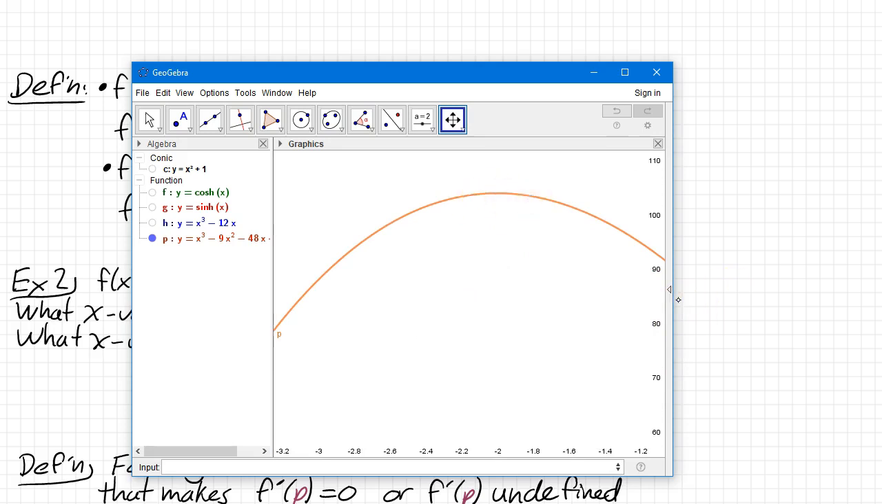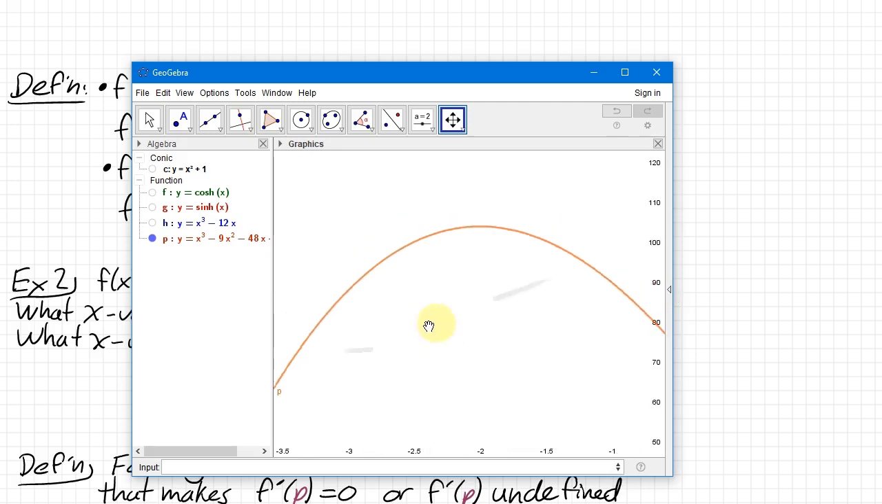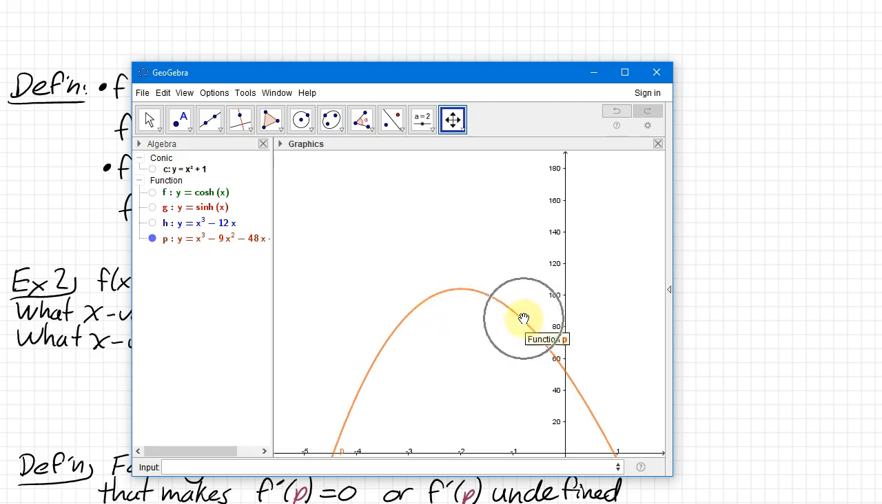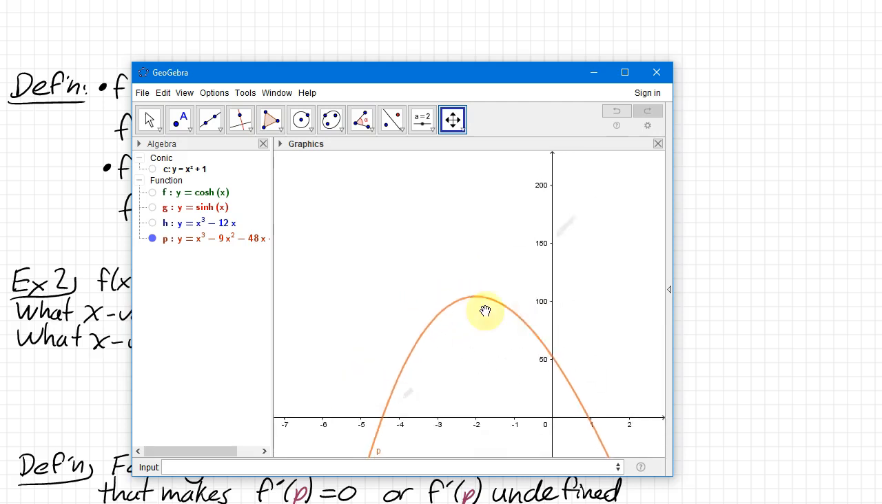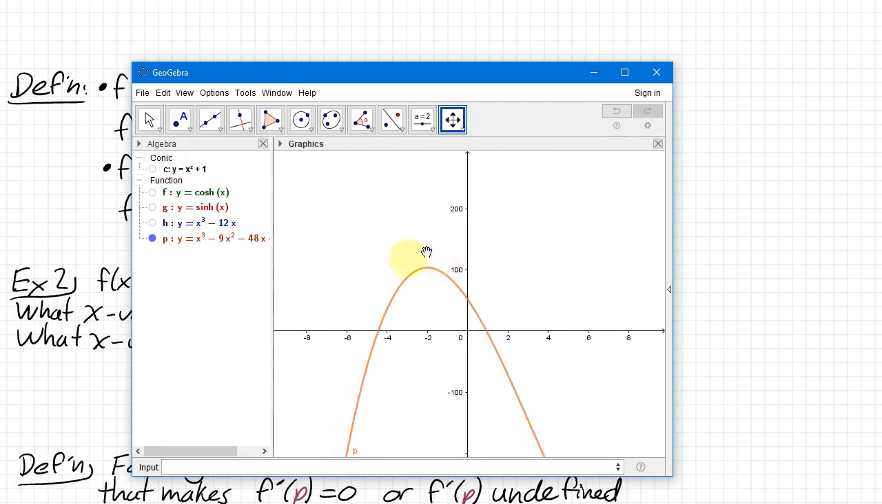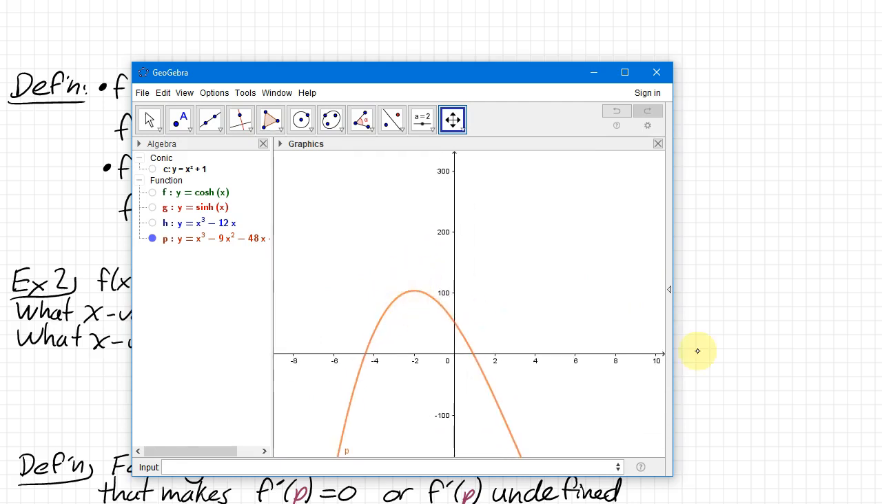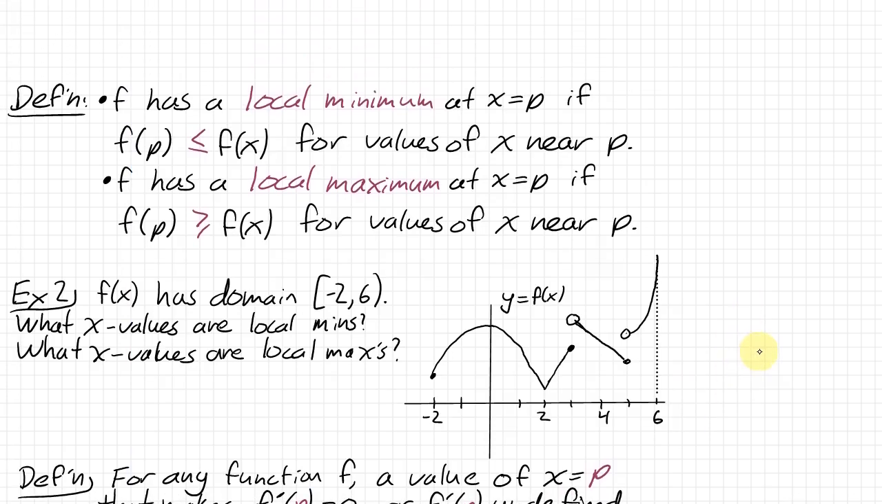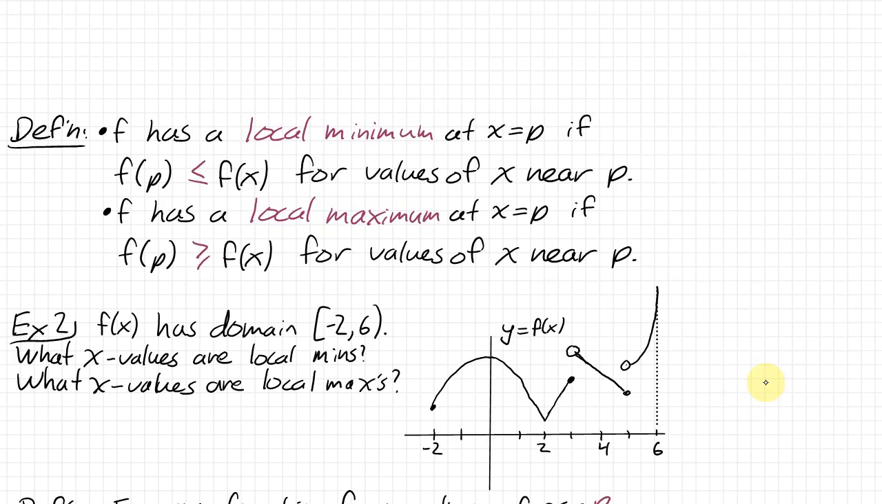And we say local because f of -2, for example, is only greater than f of x values for numbers near here, like in between -1 and -3. Because if you zoom out more, there's f of x values that are greater if we go over here. Like here's an f of x value that is 300, which is bigger than 104. So that's what we mean by local, just in that locality of it, right around there, in the neighborhood of p. So let's check if you understand this definition by trying example 2.